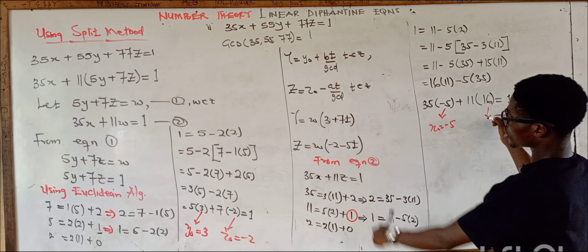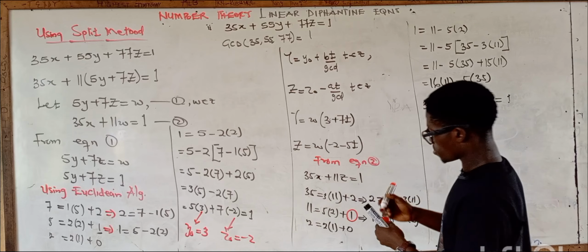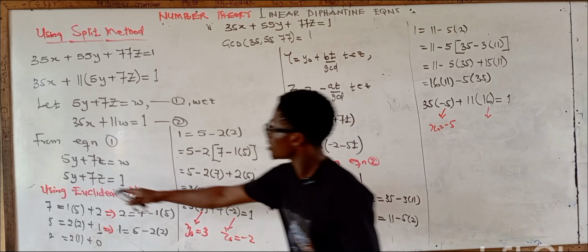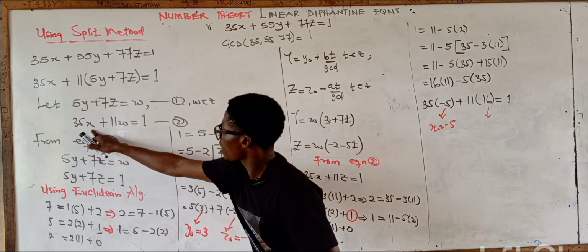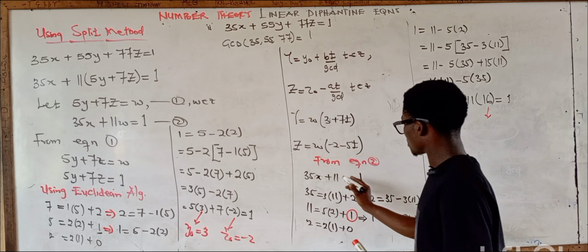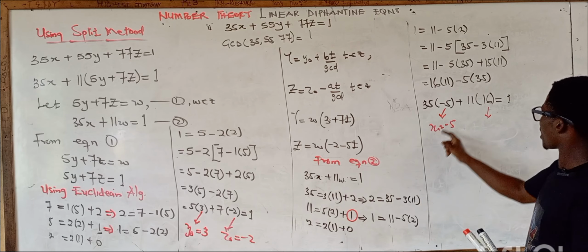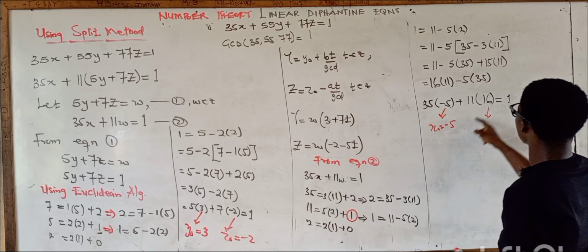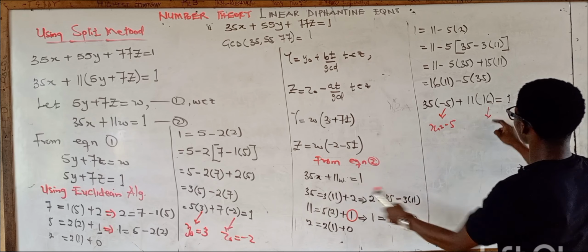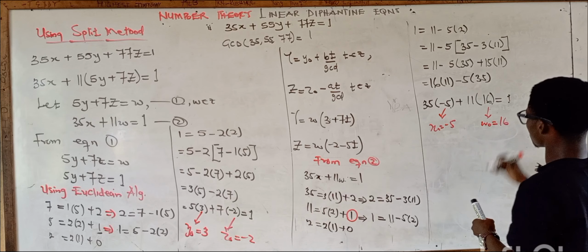And this one becomes our z naught. Oh, so here was supposed to be w, because we have 35x plus 11w. So here is supposed to be w, not z. So from here you can see that our x naught is equal to minus 5, and then our w naught is equal to 16.